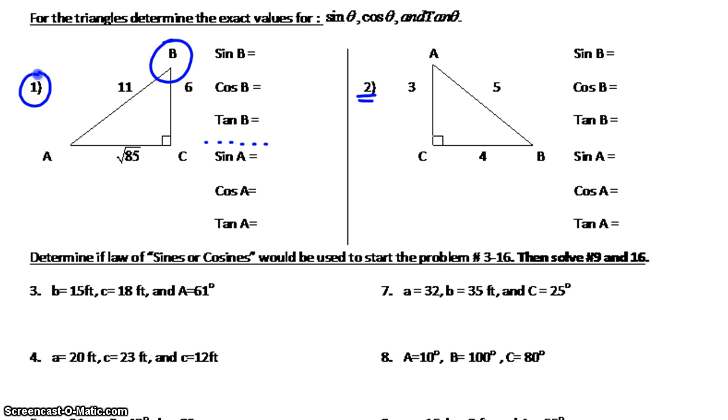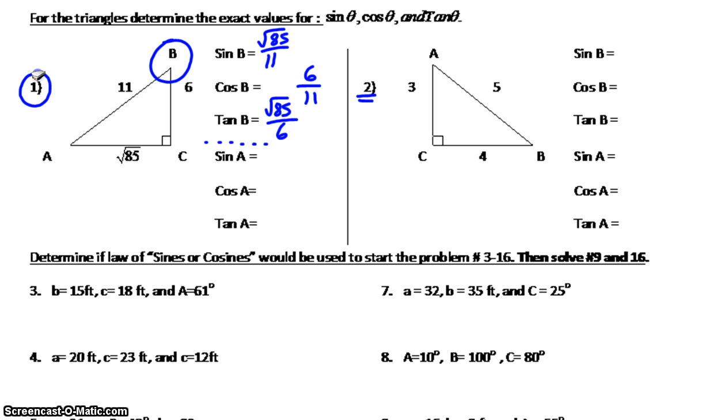In this case, sine is opposite over hypotenuse. So my opposite is the radical 85 all over 11. And in this case, radical 85 does not reduce well, so we leave it as it is. Now the cosine of B is the adjacent over the hypotenuse, which is 6 over 11. And the tangent then would be the opposite over adjacent, and the opposite of B would be radical 85 all over the adjacent, which is 6.